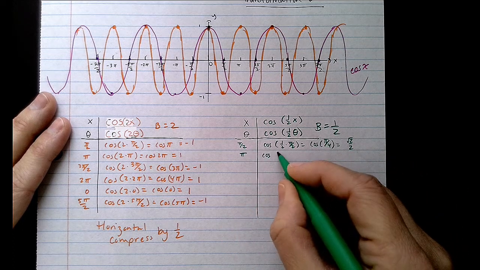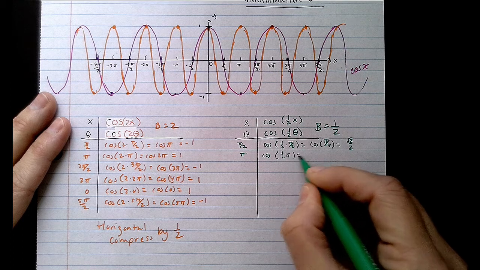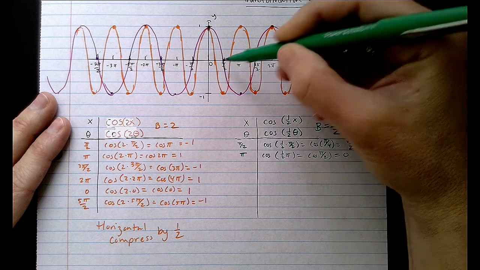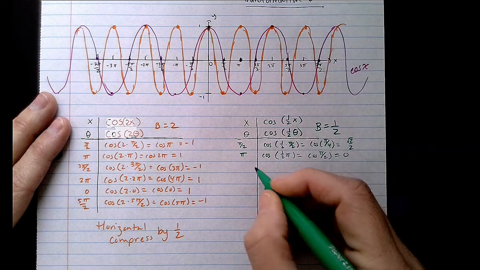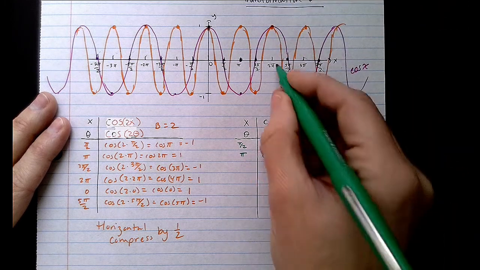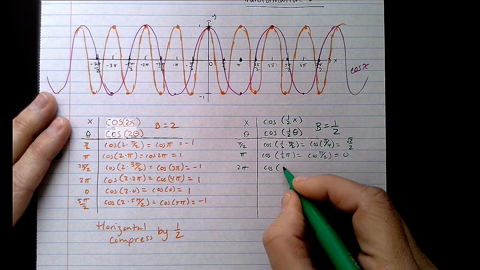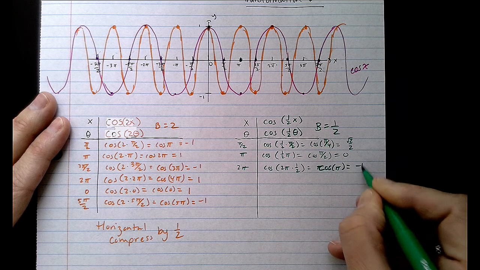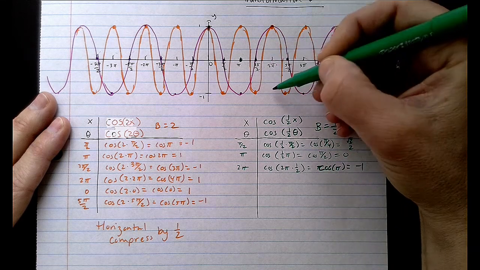What if we do pi? That's 1/2 times pi, so that's the cosine of pi over 2. Oh, that's 0. Well, we got that. Okay, so pi is 0. Okay. Let's try 2 pi. That's the cosine of pi, which is -1. Okay, so that's down here.